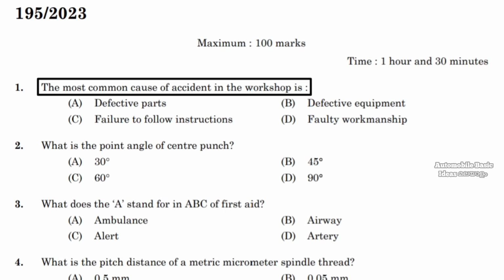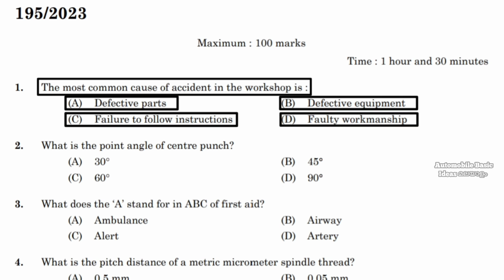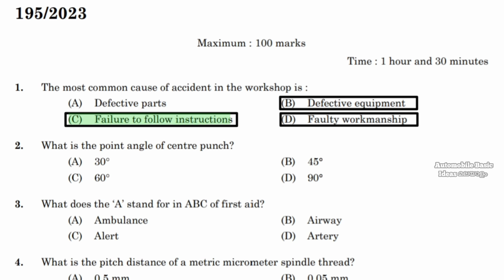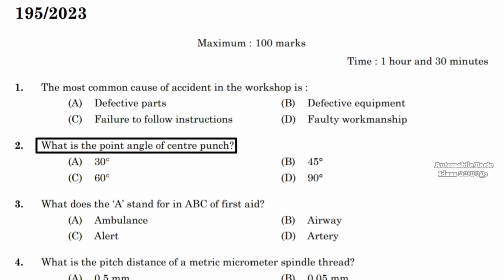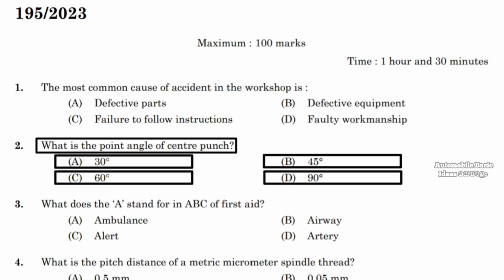1. The most common cause of accident in the workshop is A. Defective parts, B. Defective equipment, C. Failure to follow instructions, D. Faulty workmanship. Answer C. Failure to follow instructions. 2. What is the point angle of center punch? A. 30 degrees, B. 45 degrees, C. 60 degrees, D. 90 degrees.